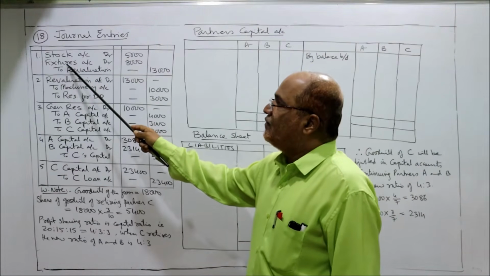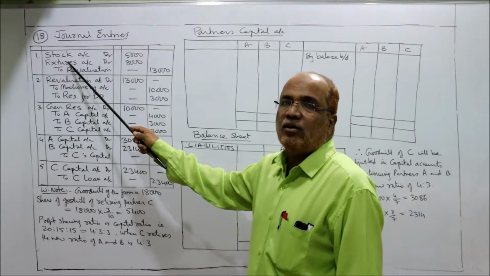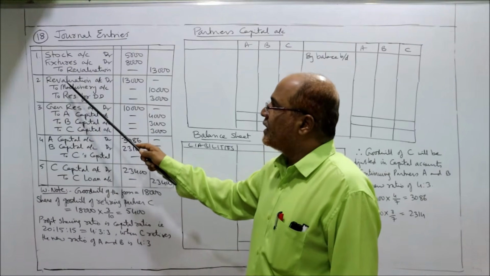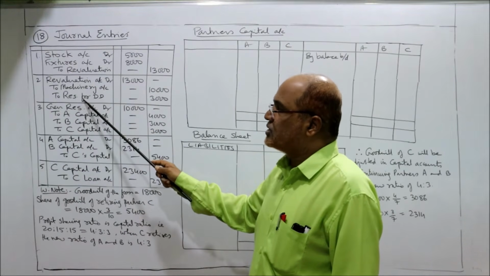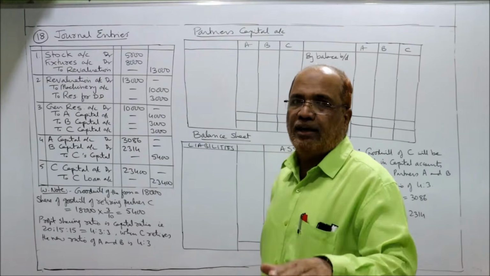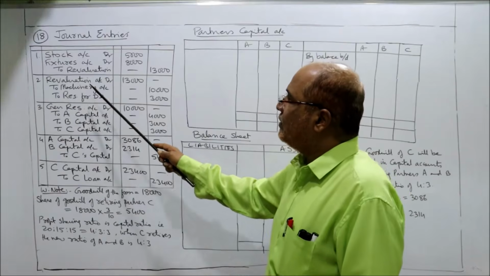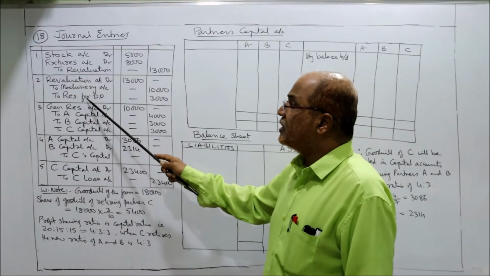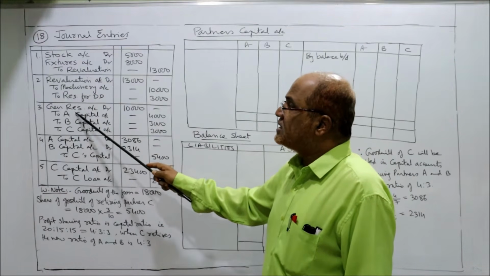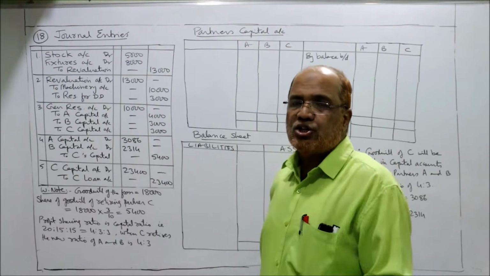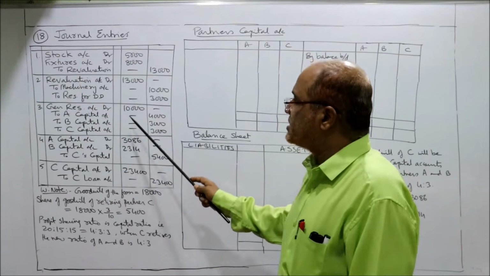Being the value of stock and fixtures increased. Revaluation account debit to machinery, to reserve. Being the value of machinery decreased and reserve for doubtful debts created. So revaluation account debit to machinery, to reserve for doubtful debts. Now there is a general reserve. In the balance sheet, the given general reserve is 10,000.